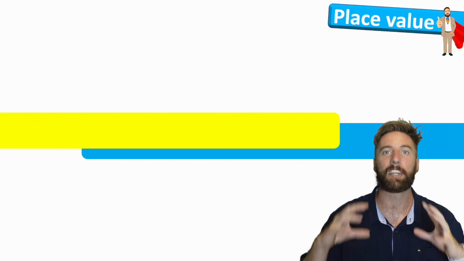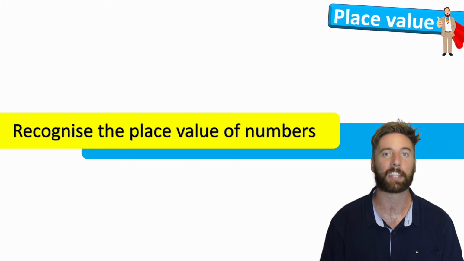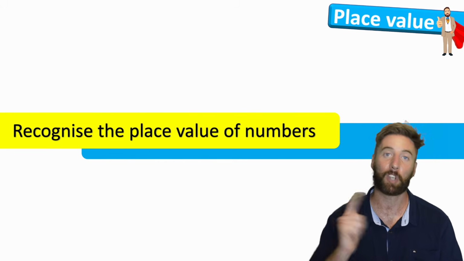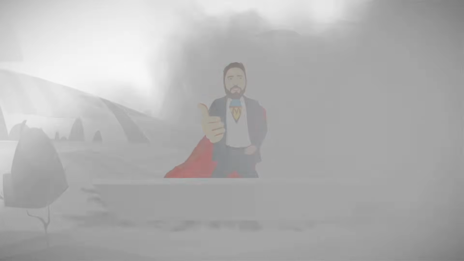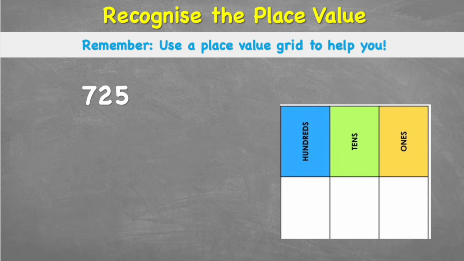Now let's start to really dive into the depth of place value and start to understand and recognize the place value of digits in large numbers. Ready? Go! Okay, and what we're going to try and remember today is to use a place value grid to help us. But first of all, what do I mean by a 3-digit number?